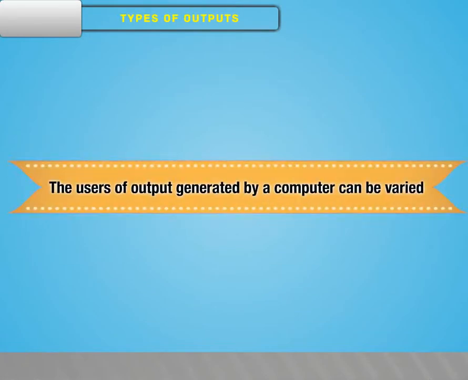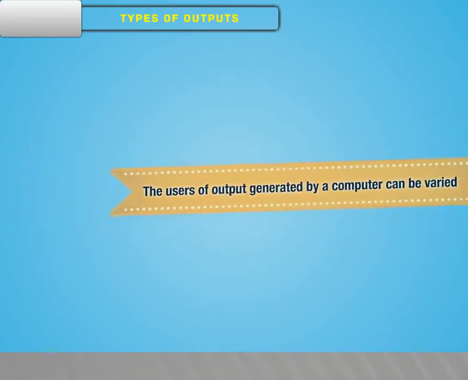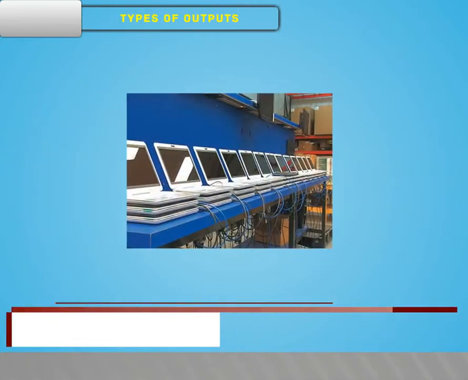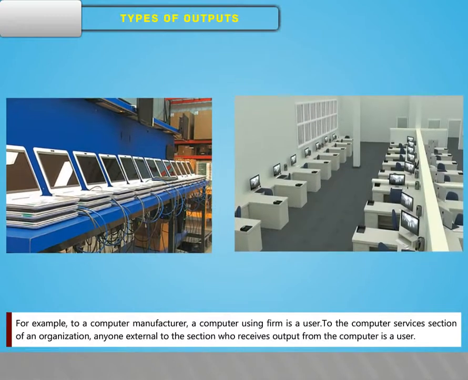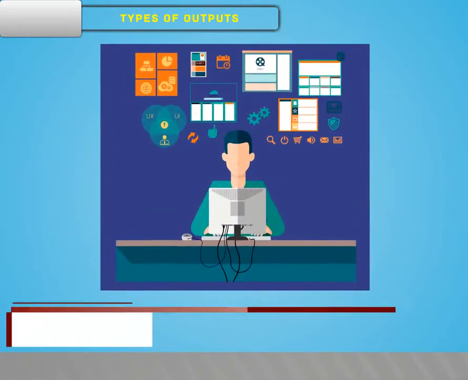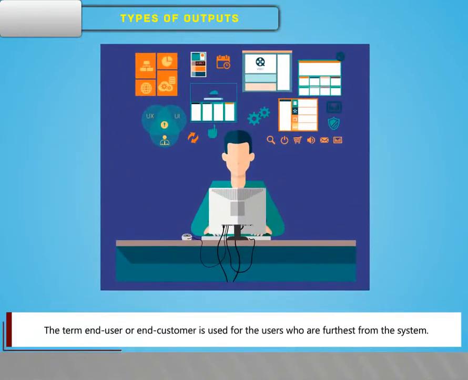Types of outputs. The uses of output generated by a computer can be varied. For example, to a computer manufacturer, a computer using firm is a user. To the computer services section of an organization, anyone external to the section who receives output from the computer is a user. The term end user or end customer is used for the users who are farthest from the system.